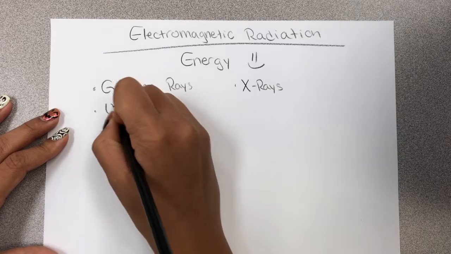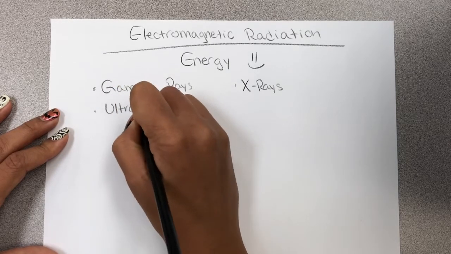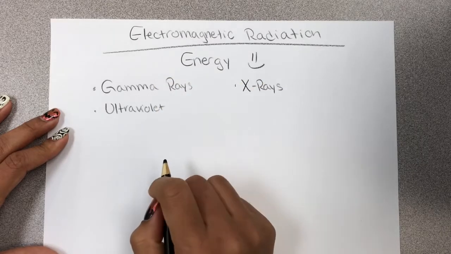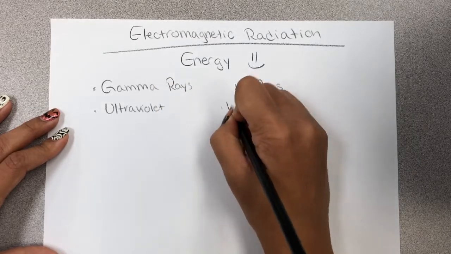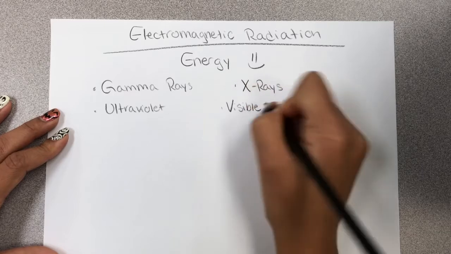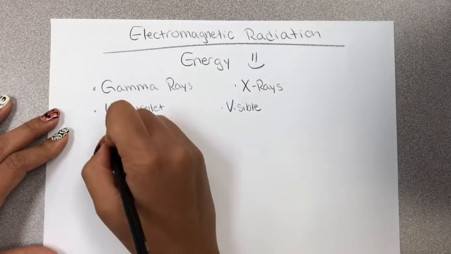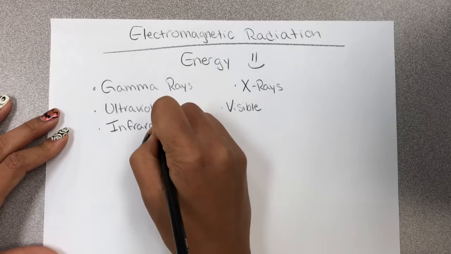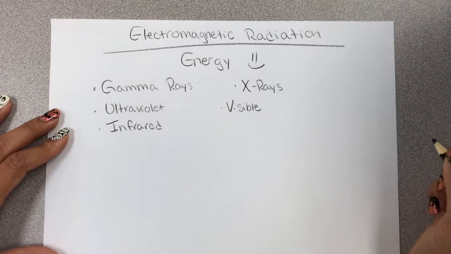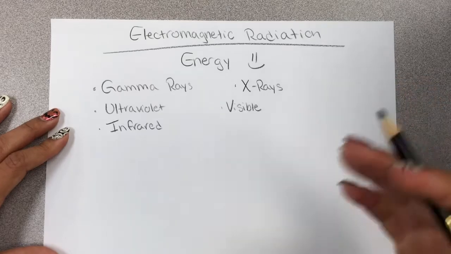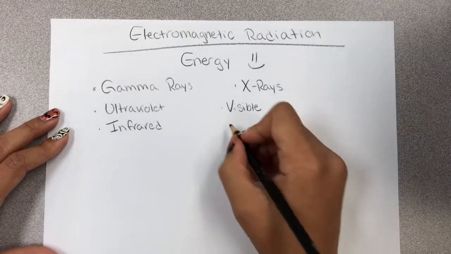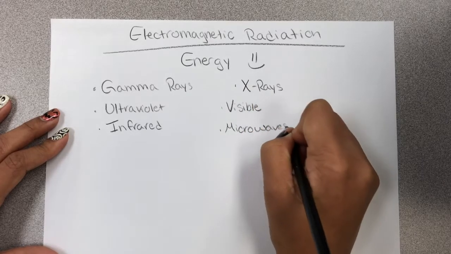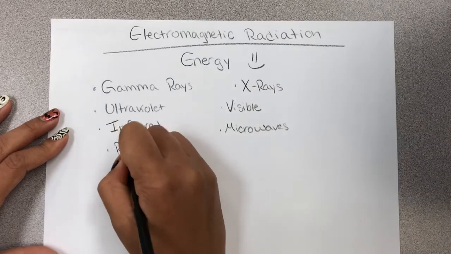There is ultraviolet. Ultraviolet is what causes sunburns. Then we have visible light, so color, things that we see. Then there's infrared, which is related to heat. So for all of you who play Call of Duty and use those heat goggles, that's what that is. There's microwaves. And last but not least, radio waves.